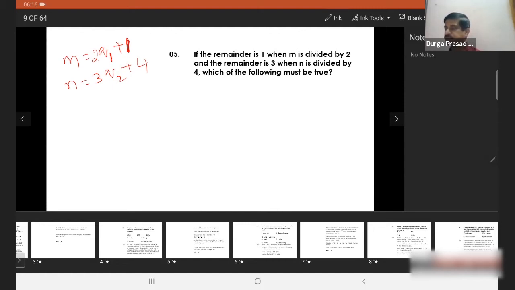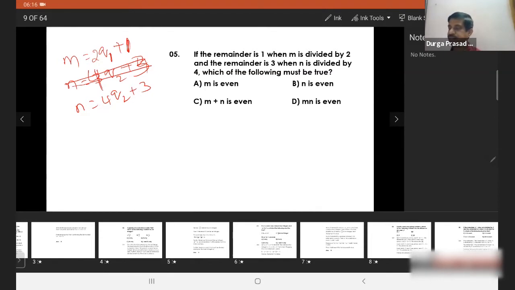Divided by 4, he says, with remainder 3, sorry. So we rewrite this: N equal to 4Q2 plus 3. Q2 we call, just for differentiation. Okay. So now let us see which of the following must be true, he says. N is even. No. 2Q1 is always even. Even plus 1 is always odd. So this is also even plus 3, which is odd.